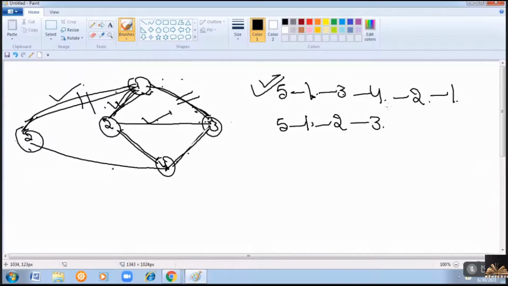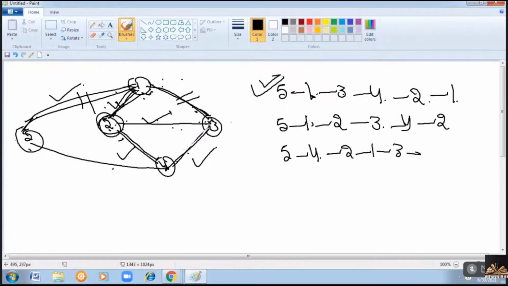From 3, you can go to 4. Now here also, you are stuck at the vertex 2. Why? Because from 2, you have to go to either 1 or 3, but these two edges are already visited. So like that, you have to check all the remaining possibilities. Let me go from 5 to 4, 4 to 2, 2 to 1, 1 to 3, 3 to 2. Again, you are stuck at point 2.